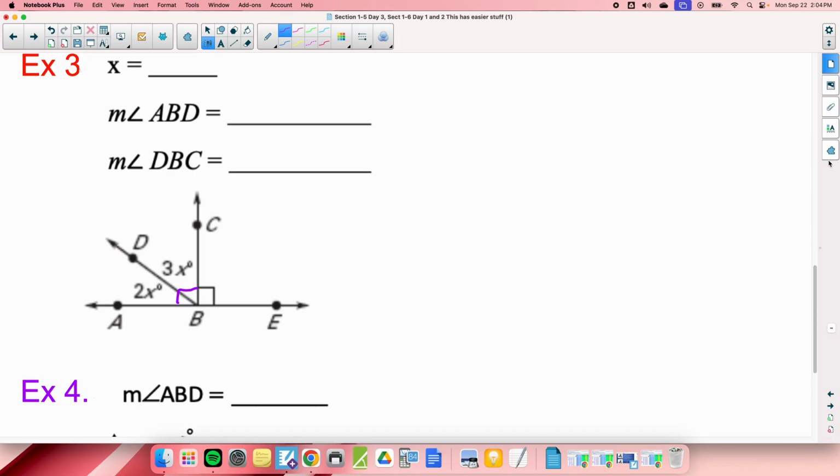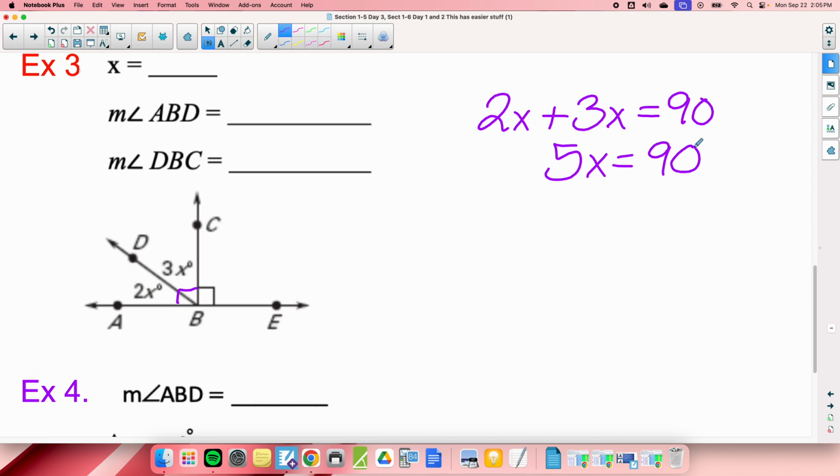So here's what we're going to do. 2x plus 3x equals 90. What's 2x plus 3x? 5x. 5x equals 90. Then what would I do? Divide by 5, and x would be 18. Okay? Now that answer goes right here.